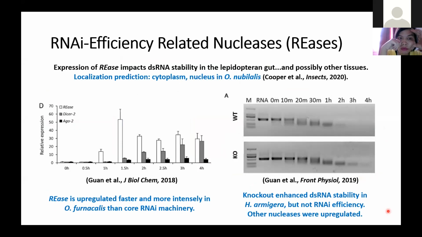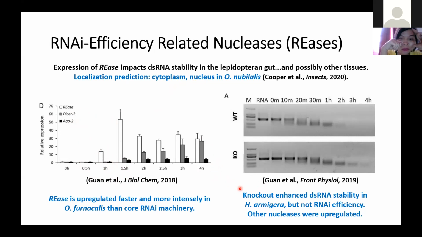Another class of nuclease that's been implicated in Lepidopterans specifically is the REases. These have mainly been implicated as lowering RNAi efficiency in the gut. However, recent studies show that these are predicted to be localized intracellularly, so they could be reducing RNAi efficiency in a variety of tissues. The really concerning thing about these is that they're upregulated a lot faster and more intensely than the core genes in the RNAi pathway, such as Dicer2 and Argonaute2. And so that can definitely reduce RNAi efficiency.